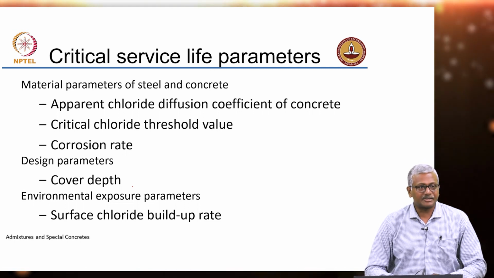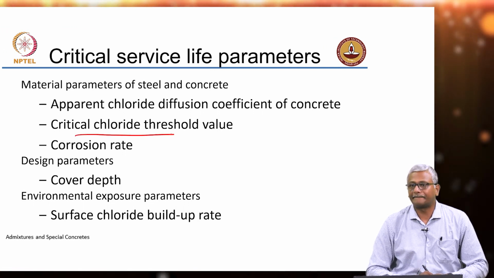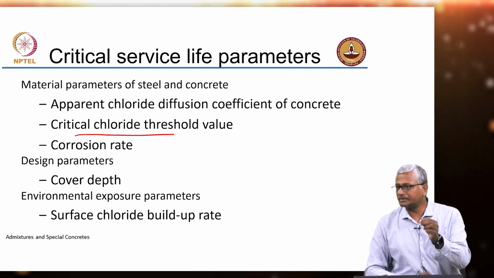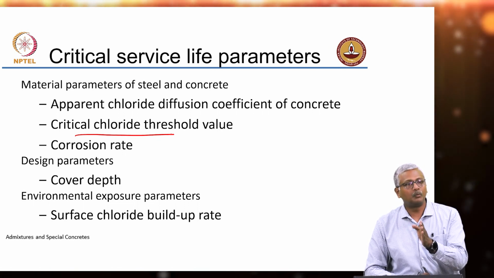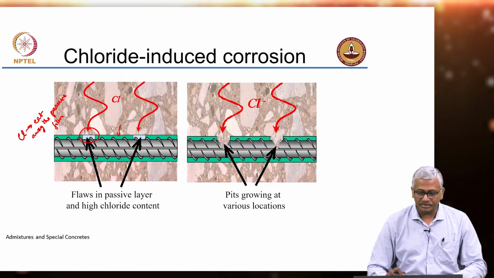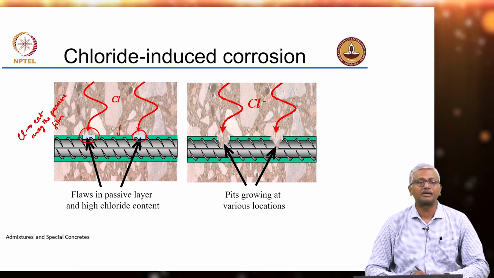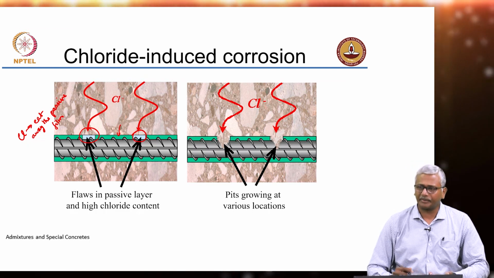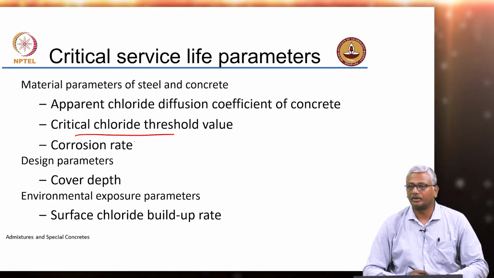Right? The other aspect is the critical chloride threshold value. Now, critical chloride threshold value means at what concentration of chlorides on the steel surface will that depassivation happen? At what concentration will this layer start getting broken down? So, that is the critical chloride threshold. What do you think it will depend on? Intuitively, what will it depend on?